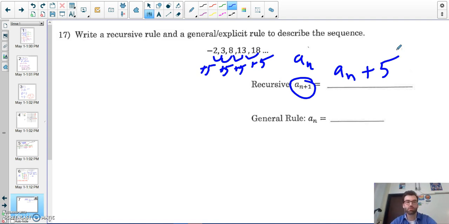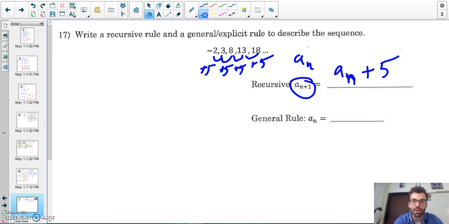So in the answer key, it says a sub 1 plus 5. We were just thinking about, okay, if I'm just starting at the second term, if this was a sub 2, we put a sub 1. But if you want to think about the actual general case, I would use a sub n plus 5. If we're given these numbers like this, for the general rule, the general rule is a little different.